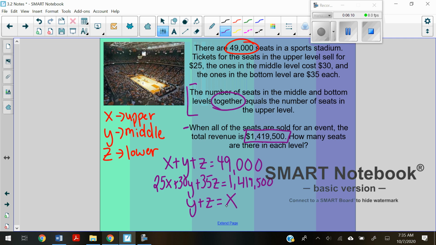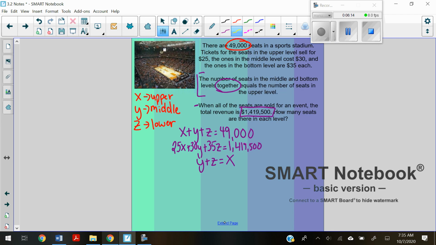Okay, so now we have our three equations. I'm just going to extend my page a little bit. All right, so I see, and this is going to be something new we haven't seen before, but if I have a y plus z, I can substitute that in for y plus z. Okay, so y plus z is equal to x, so I'm going to replace y plus z in my first one with x.